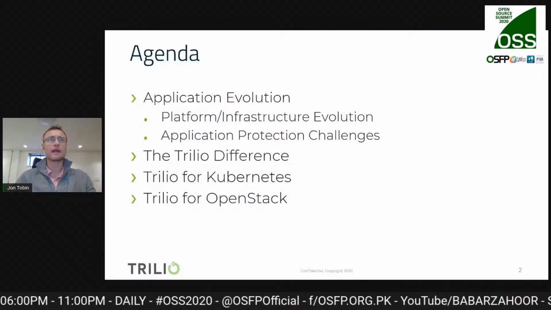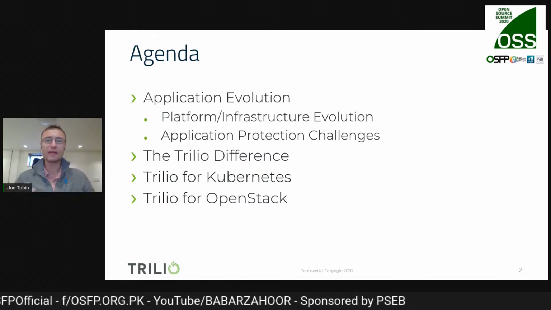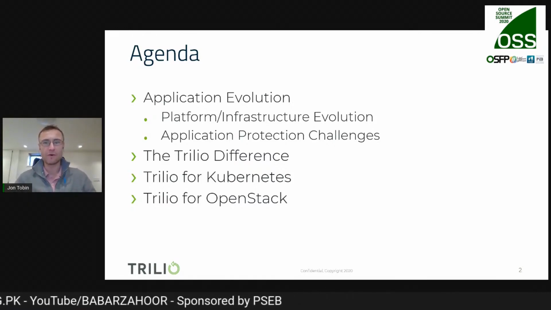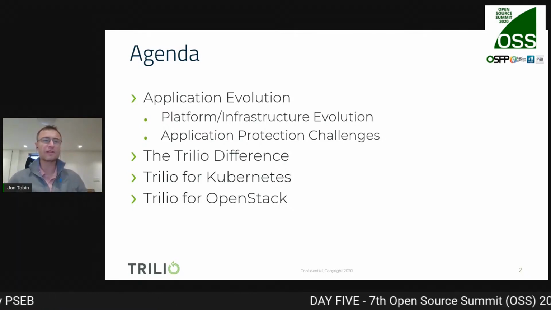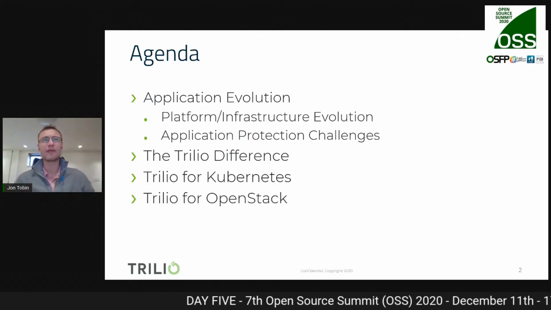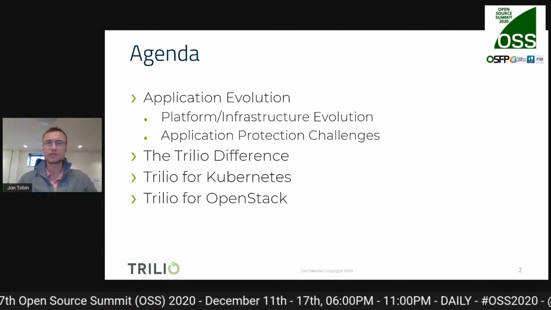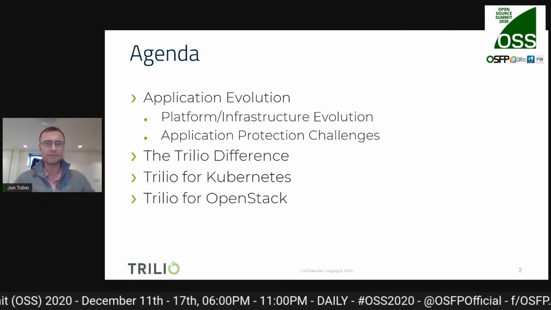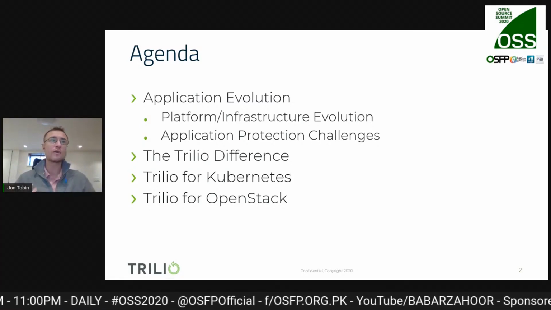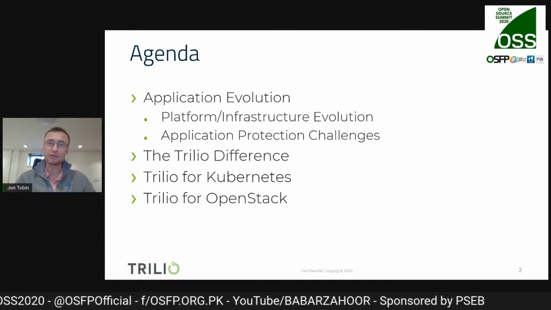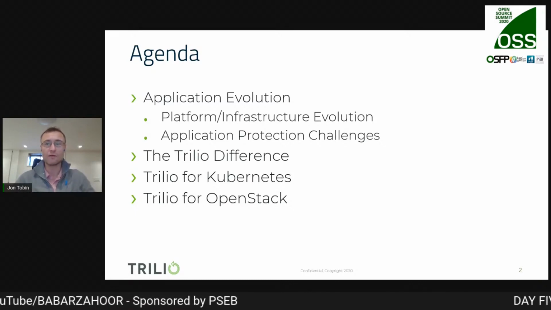During the talk today, I'd like to go through a little bit about the application evolution, because it's important to understand how we got here and why Trilio was founded for cloud native applications and cloud native platforms, for that matter. We'll talk about how application evolution ties into platform and infrastructure evolution. Then we'll talk about application protection challenges quickly in the beginning, just to level set. Then we'll talk about the Trilio difference, really why the company was founded. Then I'll tell you about our specific application and our protection methodology for Kubernetes. And then we'll talk about Trilio for Openstack.